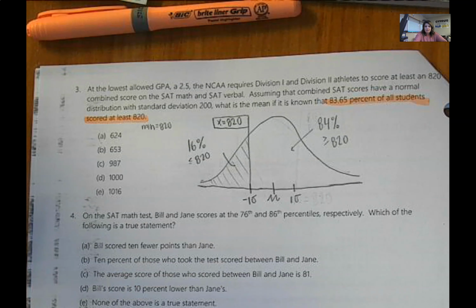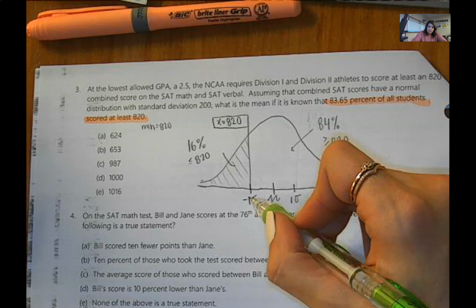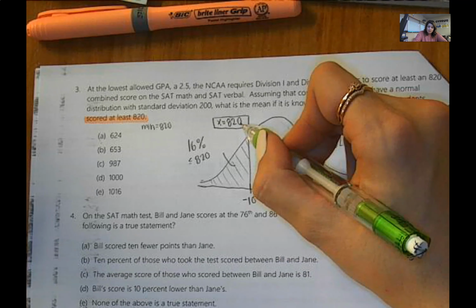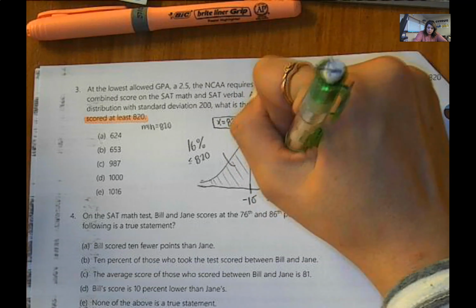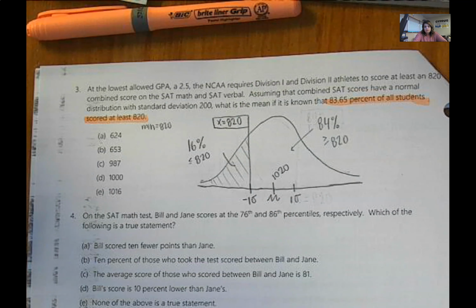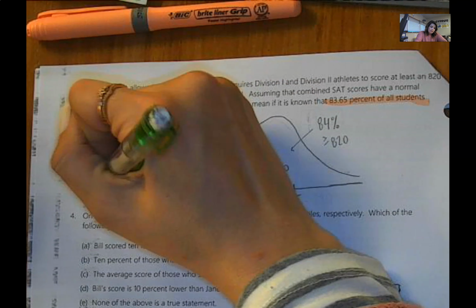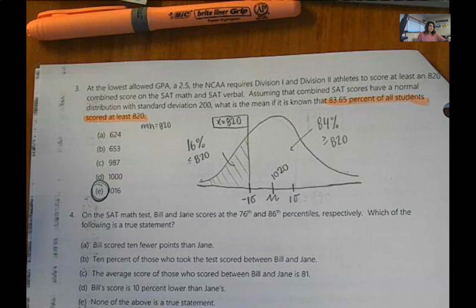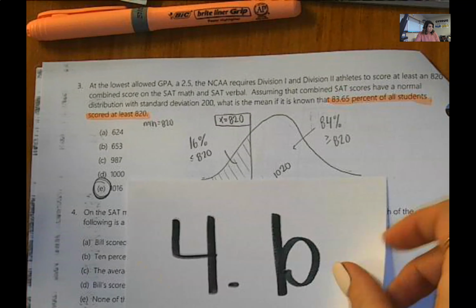But we know standard deviation. They tell us that standard deviation is 200. So if this is 1 standard deviation below, what I need to get to mu is to add 200 to this. So that will give me 1020. And then over here, which one of these is the closest to 1020? E. So the answer to number 3 is E, not A. Next.